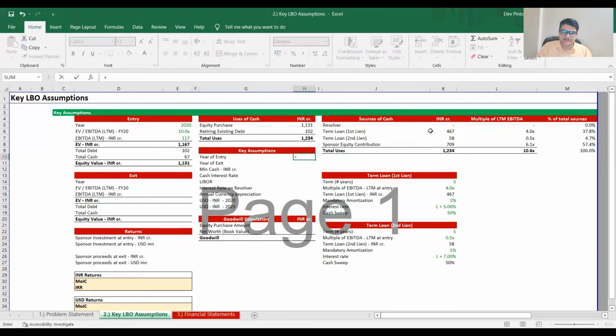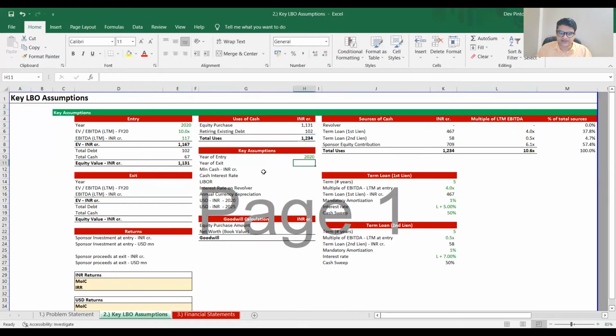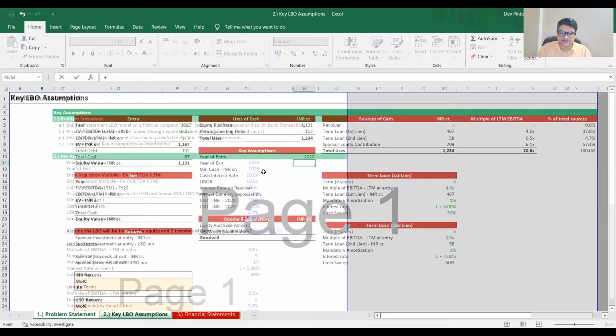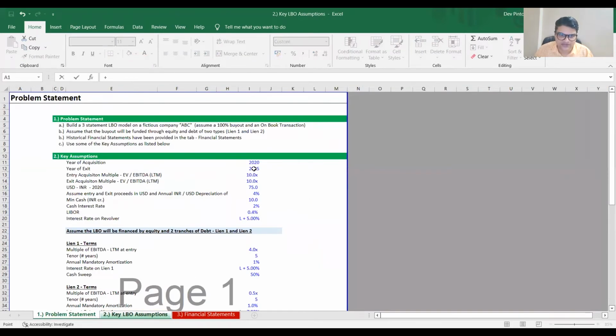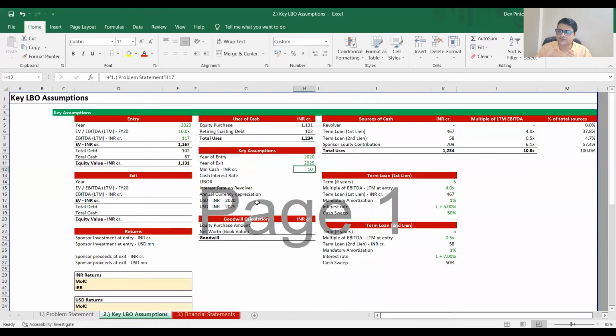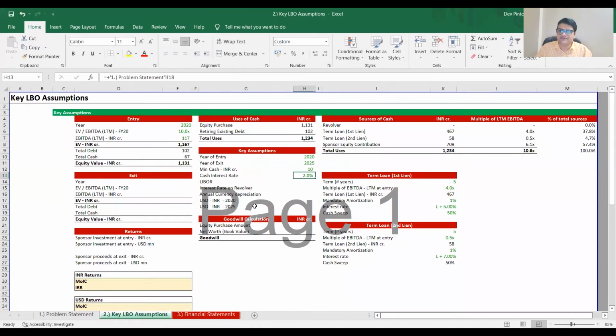Year of entry again. Let's just link this, 2020. Year of exit, 2025. Minimum cash. Have they told us something? Yeah, they told us 10 crores, right? Which means the company should always have 10 crores of cash on its balance sheet. That's going to be this. We'll fit this into the debt schedules, but don't worry about it for now. Cash interest rate, have they told us anything? Yeah, 2%. There's nothing but the rate of return they're going to get on cash on the books of the company.